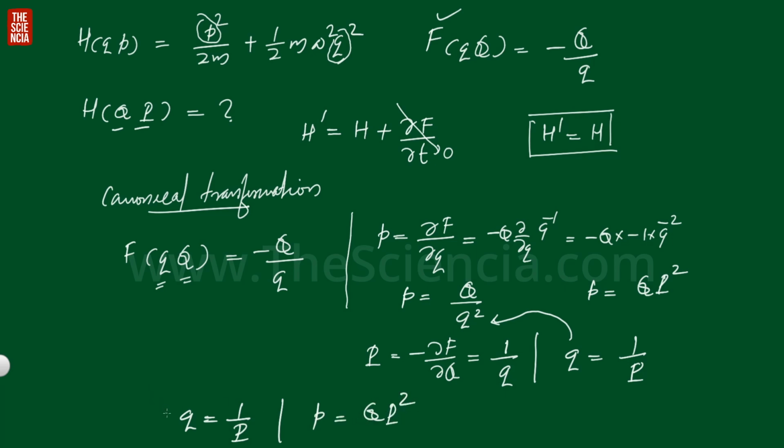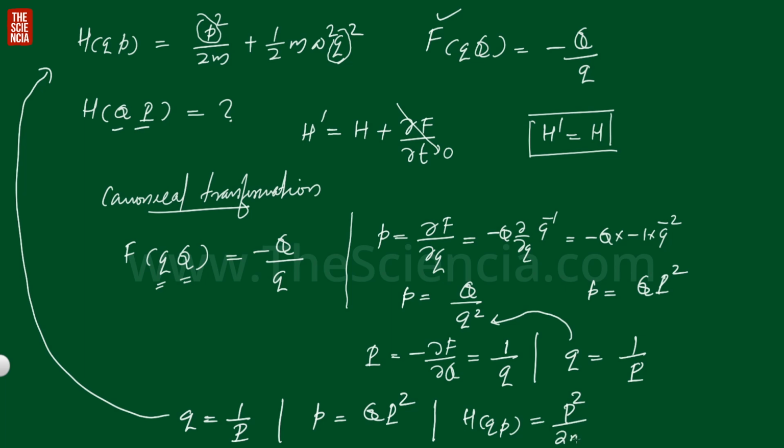Now we have to substitute these values in our old Hamiltonian. What is our old Hamiltonian? That is H of q, p is equal to p square by 2m plus 1 by 2m omega square q square. Now we have to substitute the values of small q and small p in this Hamiltonian.